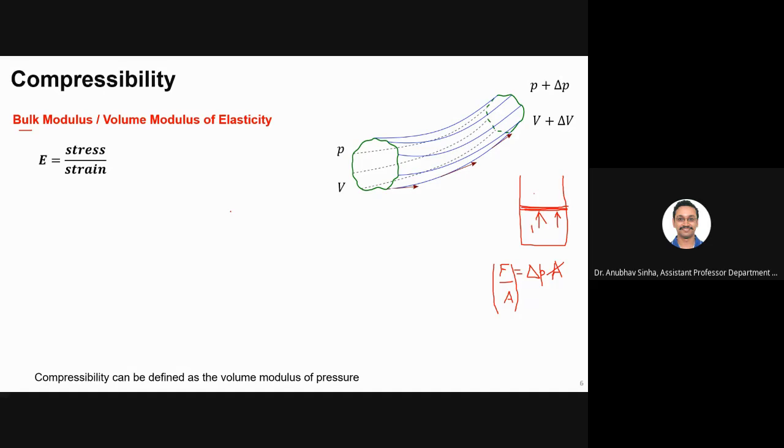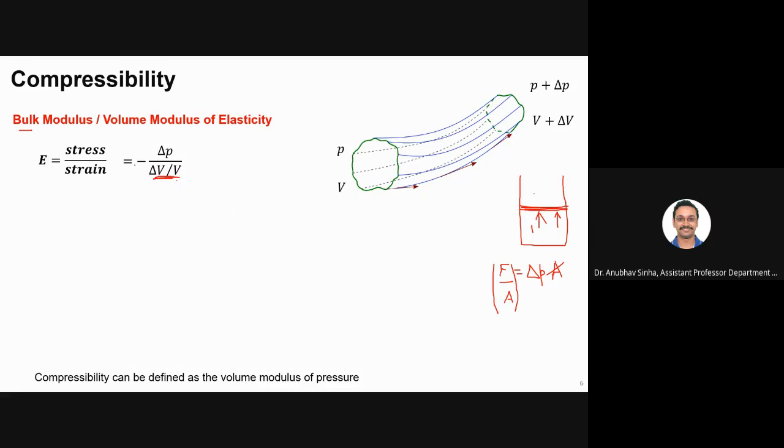Now what about strain? Can I write it like this? Delta V by V. This is how we define strain: the volume has changed by delta V, and V is the original volume. So this is how we define stress by strain. Is it clear to everyone? Yes, sir.